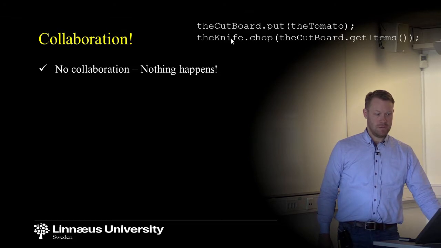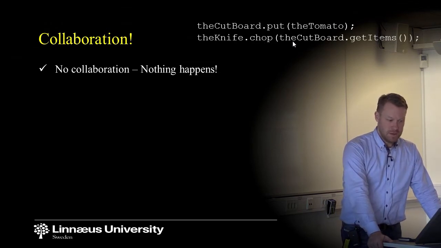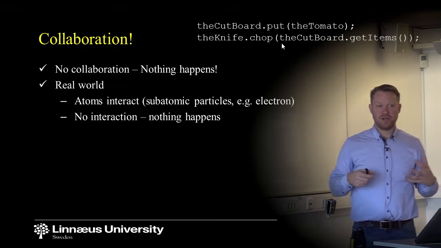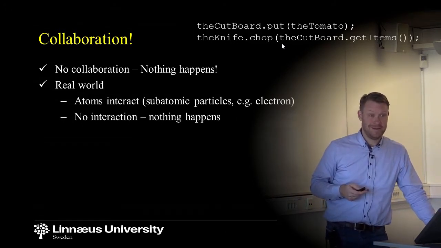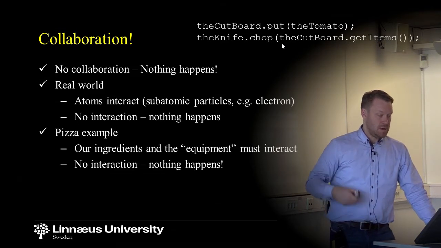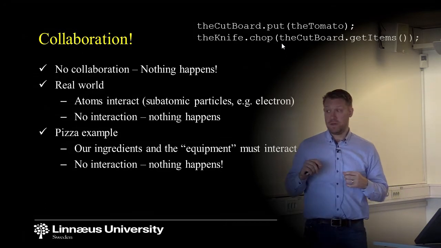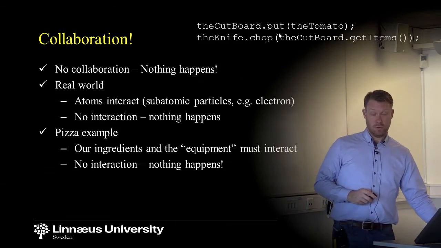Okay? And then we have another object, the knife, that receives this chop message, and it chops whatever is on the cutboard. Gets all the items on the cutboard and chops them. So be aware, no fingers on the cutboard, okay? So in the real world, if we don't have any interaction, nothing will happen. We will not be here, or at least we will not feel anything if all interaction stops. So in the pizza example, we must instantiate objects from the classes that describe our ingredients and equipment and describe how they interact in the same way as we have in the code example here in the upper right hand corner.